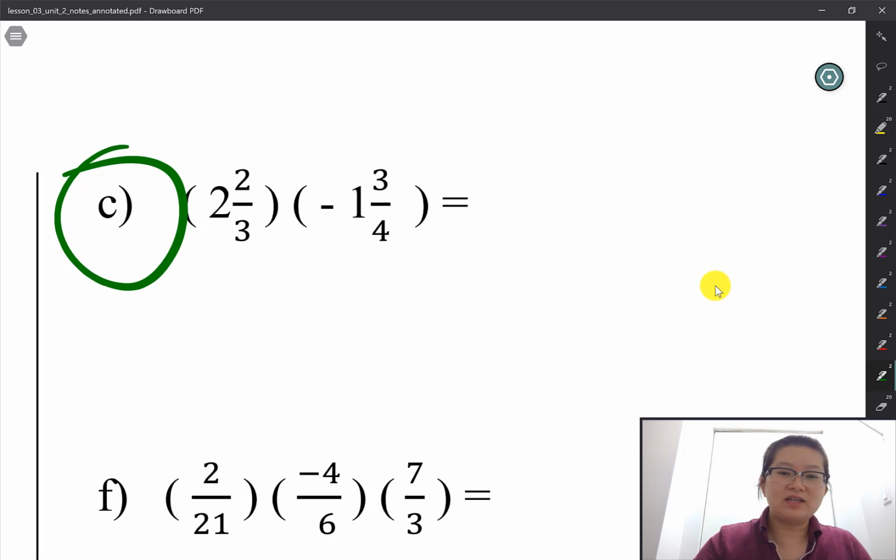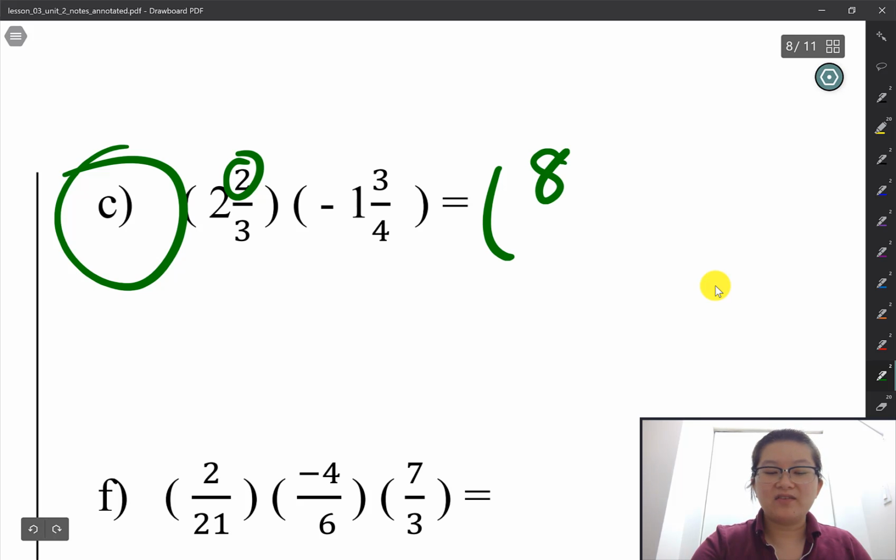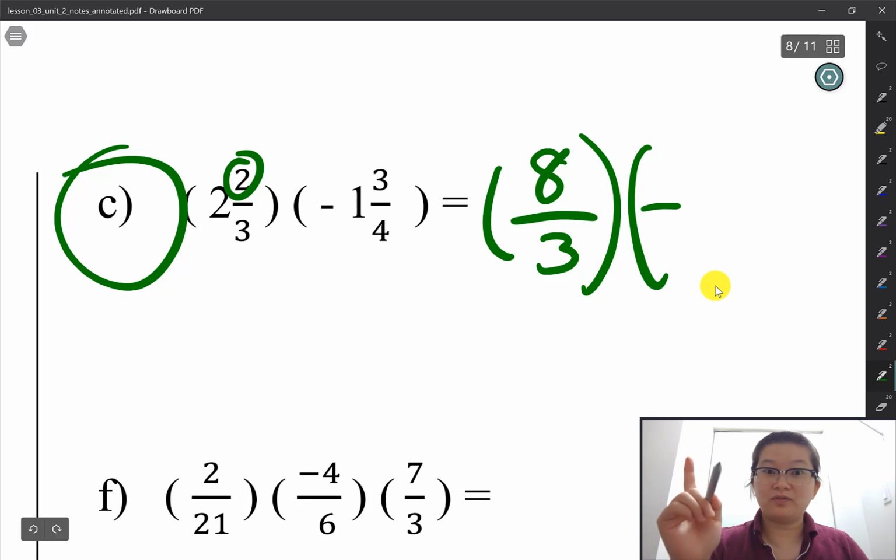Don't forget to convert these to improper fractions. So let's rewrite them out. First of all, I'm gonna have 2 times 3, which is 6, plus 2 is 8. I have 8 over 3 for my first improper fraction. Don't forget the negative sign in the second one. Oftentimes students will forget that.